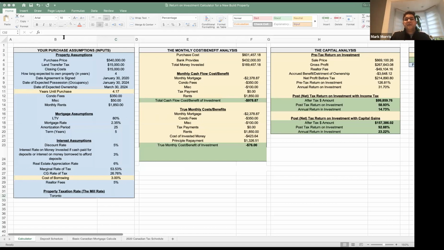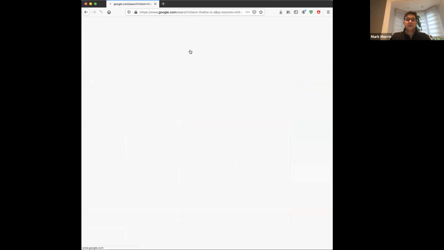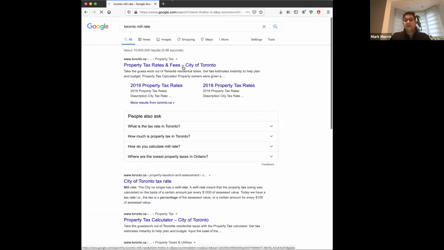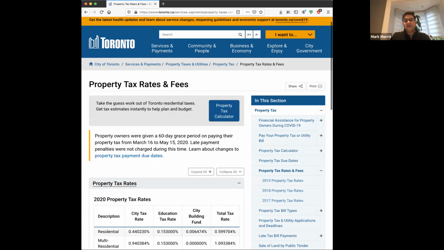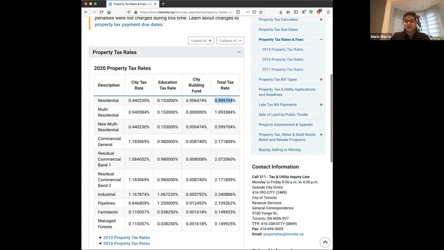And you'll see that if I type Toronto mill rate, which is what I'm going to do, and go here, property taxes and fees, you will see that there is a property tax rate section. It's this easy for Mississauga or anything else. And you will see that there is the number of the Toronto mill rate. So let's put that in.